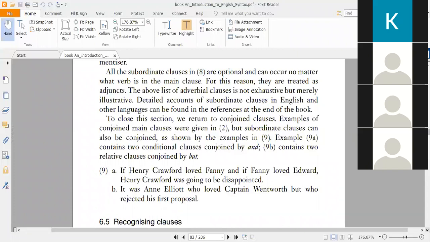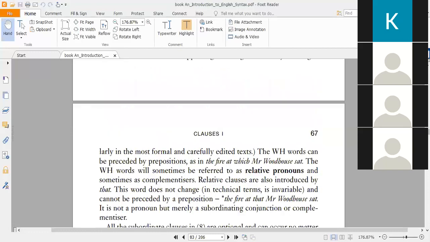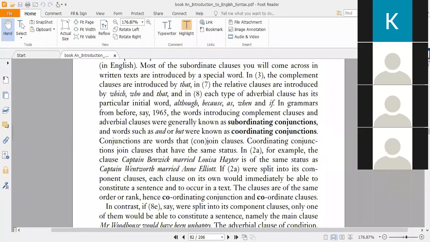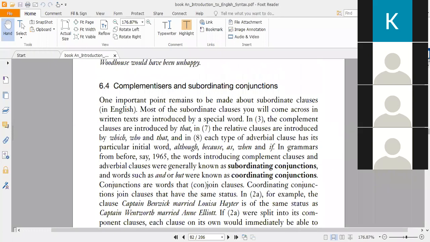So please revise this again. And if you have any questions about complementizers and subordinating conjunctions, please first read this and then you can ask me questions. Take 5 minutes, okay? Go through this 6.4 again and then ask me questions. Yes sir. Any question? Yes, sir. Anything which is not clear?